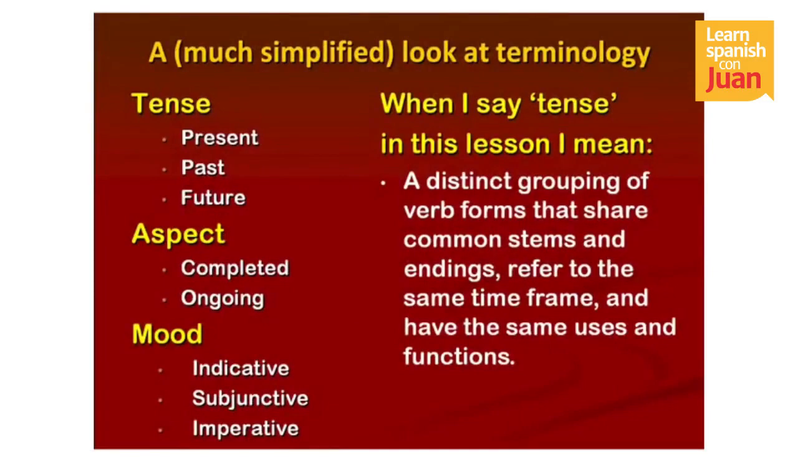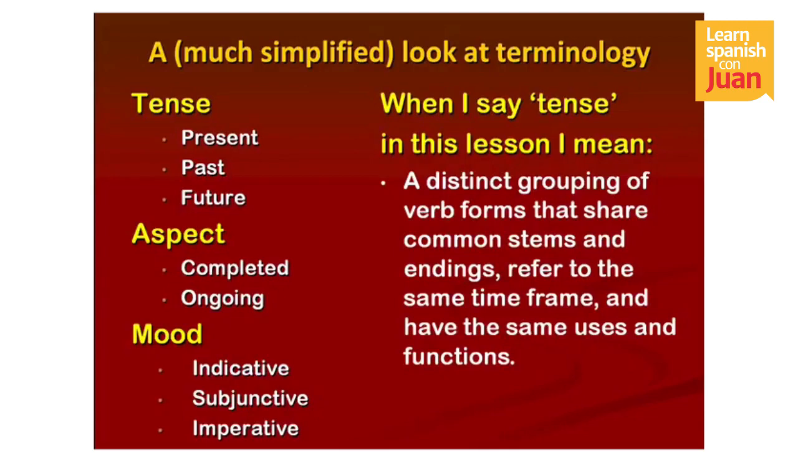Technically, the word tense refers to the time frame in which actions take place: present, past, or future. Some of you may be familiar with the idea that in Spanish, the two past tenses, imperfect and preterite, differ in terms of aspect, whether the action referred to is completed or in progress. And that in Spanish, verbs can be conjugated to reflect various moods, such as the indicative, the subjunctive, and the imperative moods.